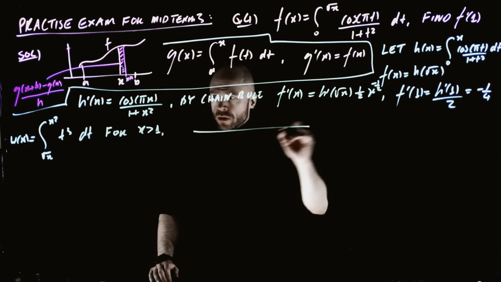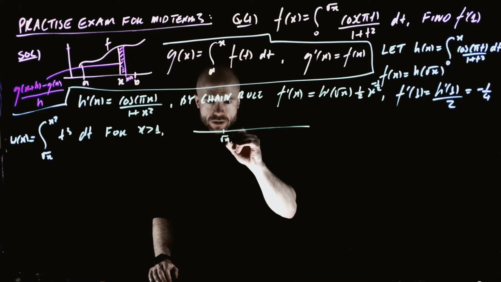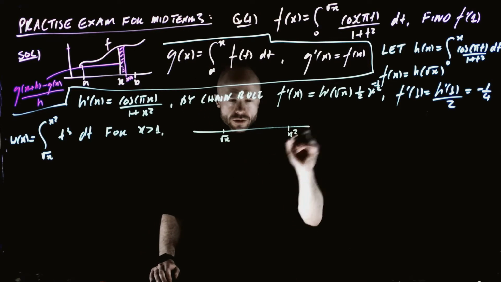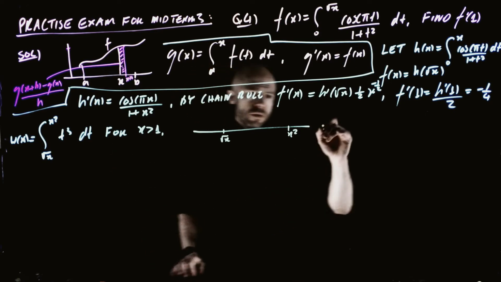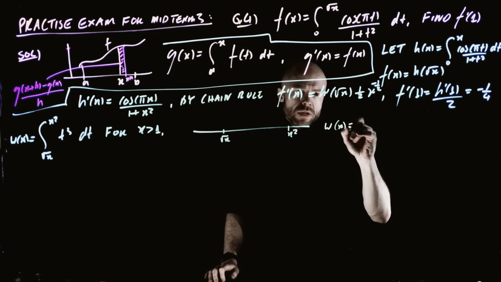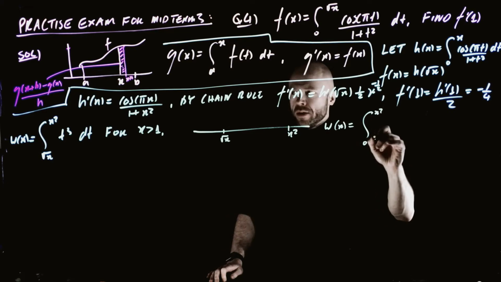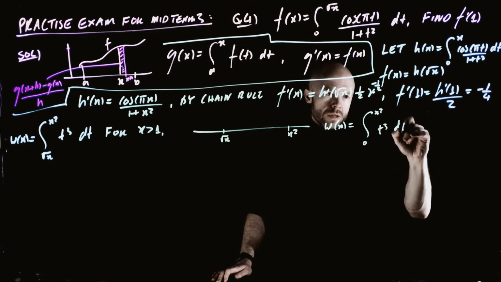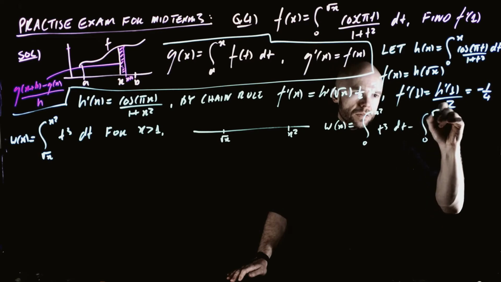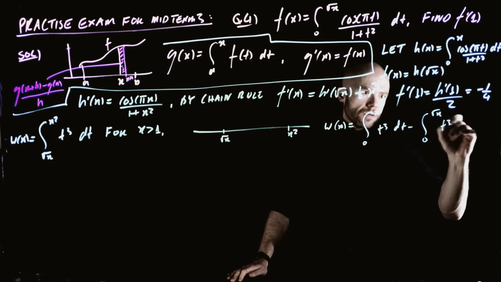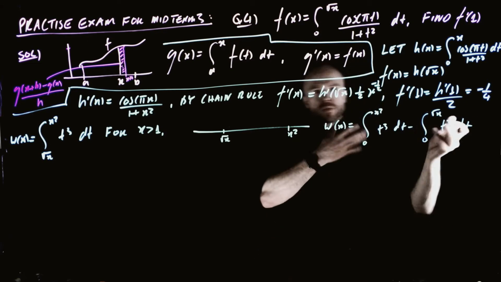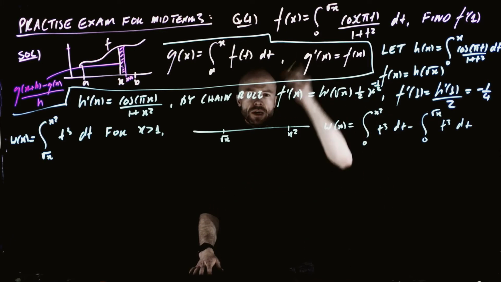We draw a picture. Here we have square root of x. Here we have x squared, right? So then w of x is the integral from 0 to x squared of t to the 3 dt minus the integral from 0 to square root of x of t to the 3 dt. And each of these guys you can differentiate just using the method above.